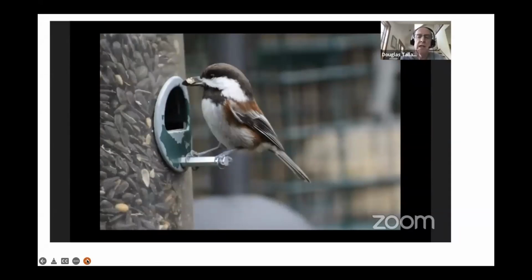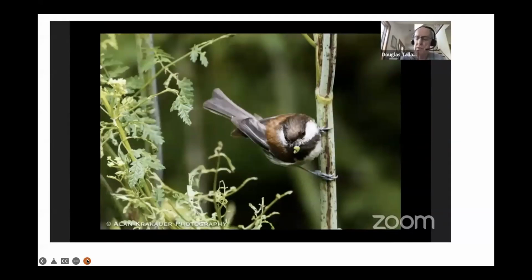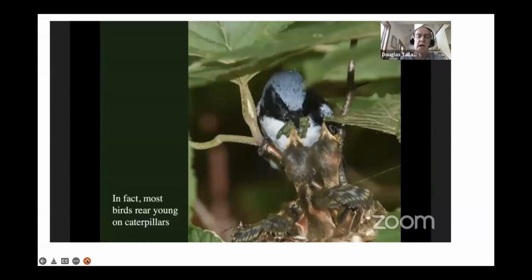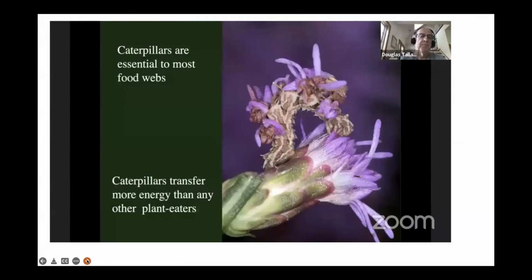They certainly do eat seeds. But when it comes time to reproduce, they can't feed their young seeds. Young chickadees cannot eat seeds, so they switch to insects, and most of those insects are caterpillars. And it turns out that the chickadees are not exceptions. Most birds are rearing their young on insects, and most of those insects are caterpillars.